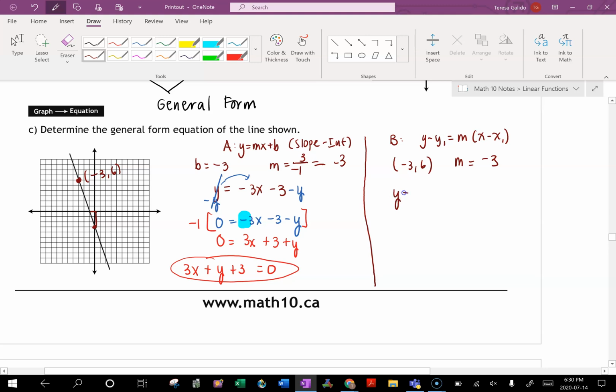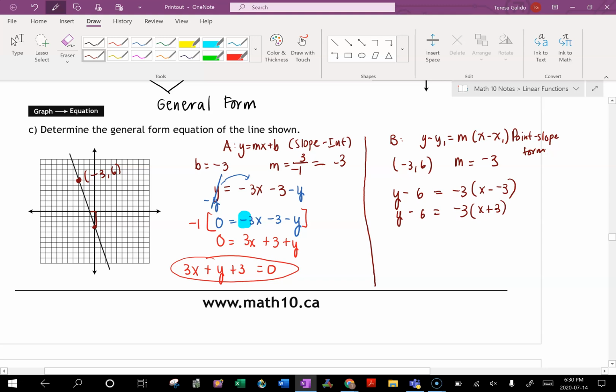So y minus y1, well, my y1 is 6, equal to m times x minus x1, which is -3. So continuing on with this process, with -3, I want to do minus a negative first and convert it to a plus. And this is my equation in the point slope form. Okay, that's point slope form.